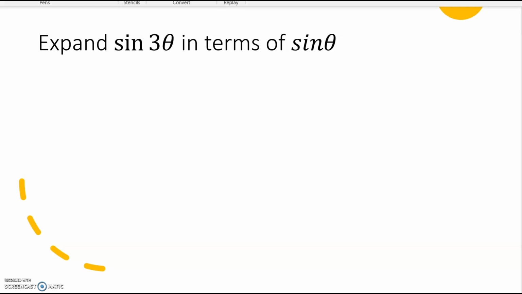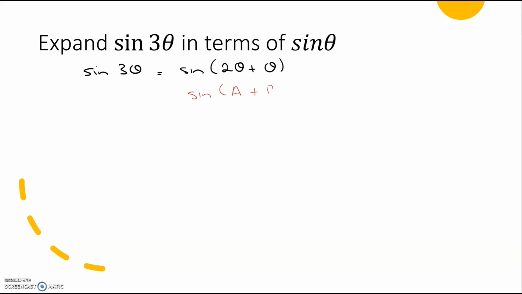But what we need to know is, again, this is something that we can use a trig identity for. Have a look at this. We can write sine 3 theta as sine 2 theta plus theta. Now, that is an example of sine A plus B, which we can expand to being sine A cos B plus cos A sine B.